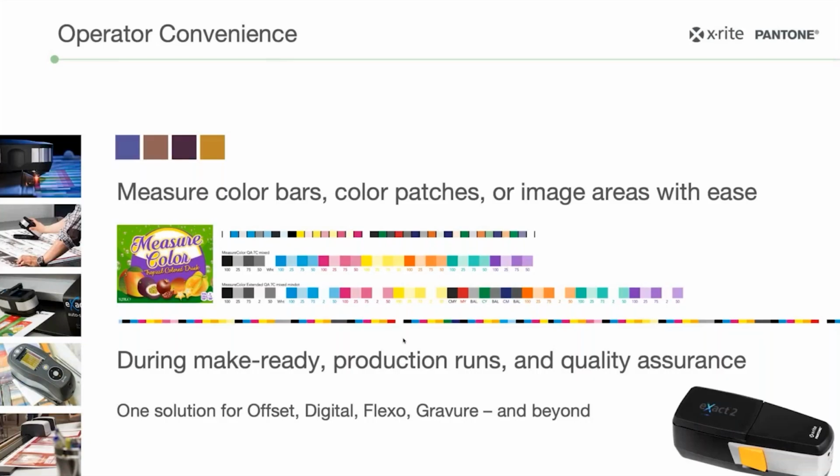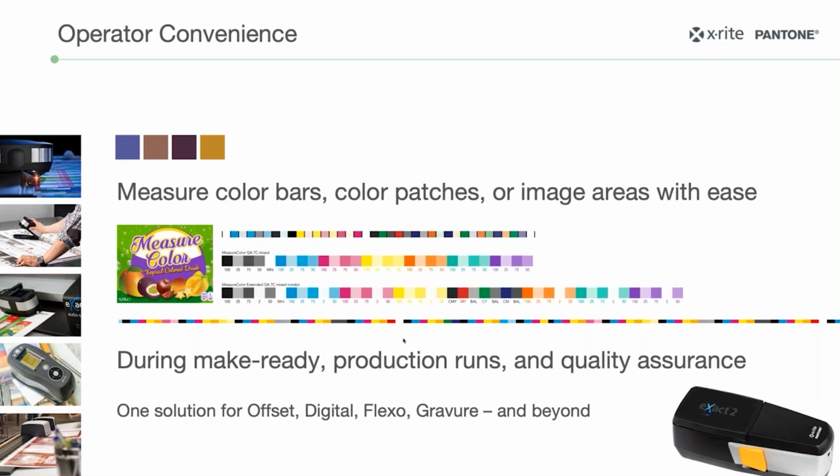So let's look at MeasureColor production first. When we talk about MeasureColor, it's of course about measuring color. And with MeasureColor, you can measure spots, individual color patches, you can measure color bars, you can measure inside the image area. And all of this you can do during your make-ready, during print production, but also during quality assurance. For offset, digital, flexo or prepress, any printing technology is supported in the MeasureColor software.